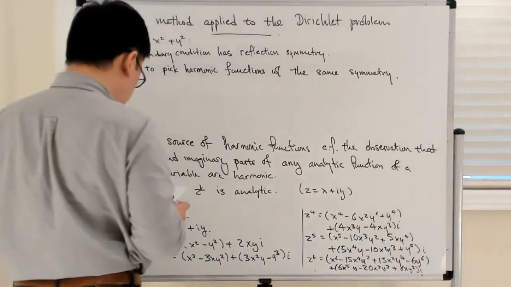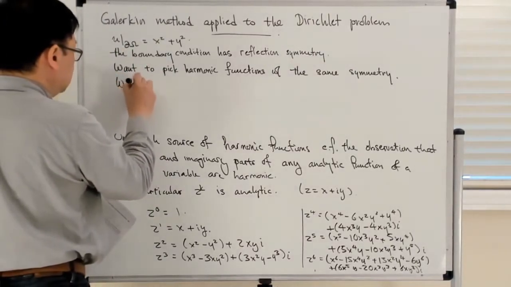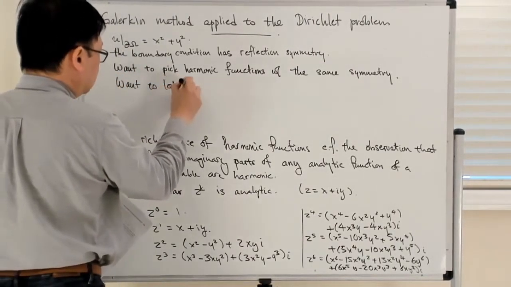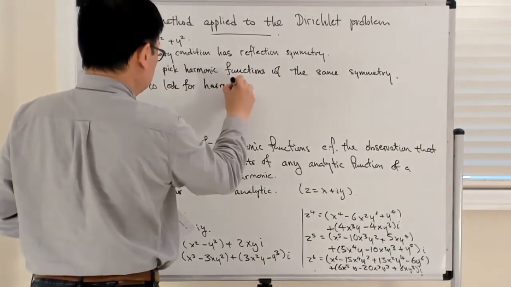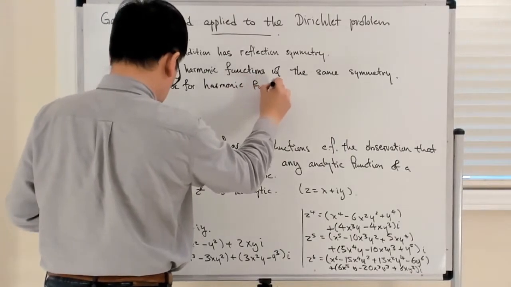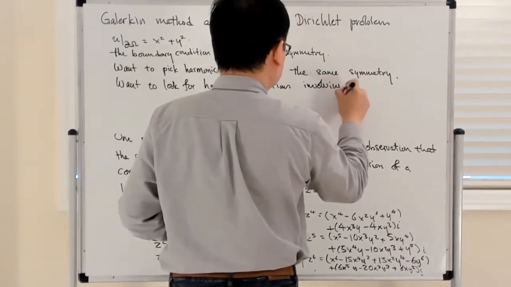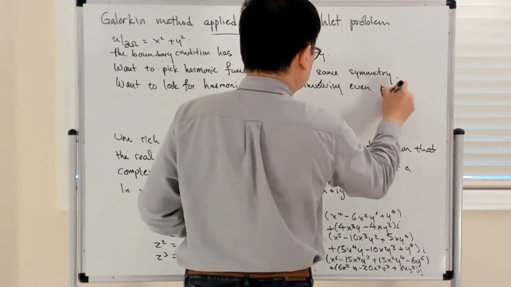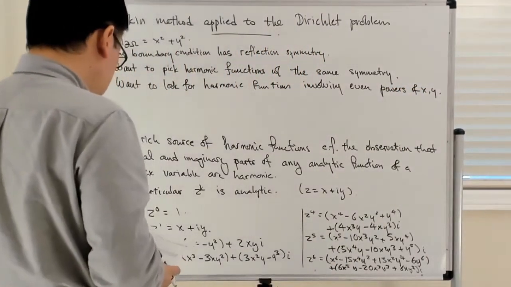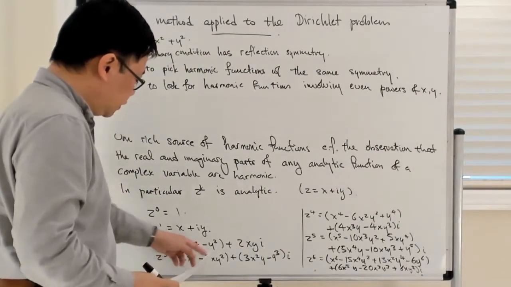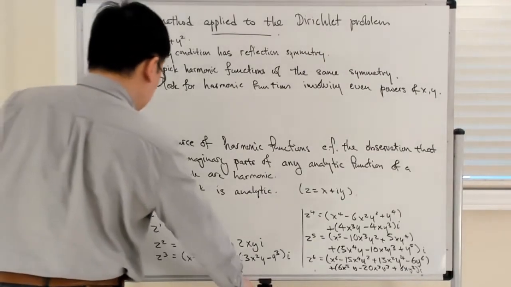So I want to look for harmonic functions involving even powers of x and y. Okay. So as an example, you have this x squared minus y squared term. You have 1, right? Okay. So let's look at these.